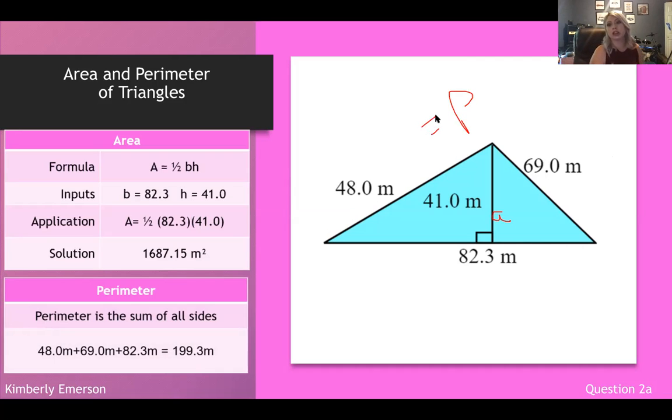How to find perimeter is just the sum of all the sides. So we're going to add up 48 meters, 69 meters, and 82.3 meters, and that will give us 199.3 meters. You might be wondering, she just said in area we would get meters square, correct? When we multiply our units, we double our units, but when we're simply adding, we stay with the same units. It'll go the same with inches, feet, and any kind of measurements like meters. So let's move on.